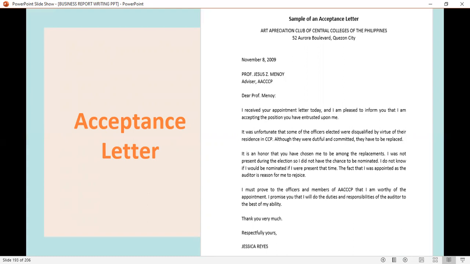I must prove to the officers and members of AACCCP that I am worthy of the appointment. So, yun yung sinasabi kanina dun sa suggestion na give them something extra. I promise you that I will do the duties and responsibilities of the auditor to the best of my ability. So, in this letter, Jessica Reyes was appointed to become the auditor of the body. Yan po.